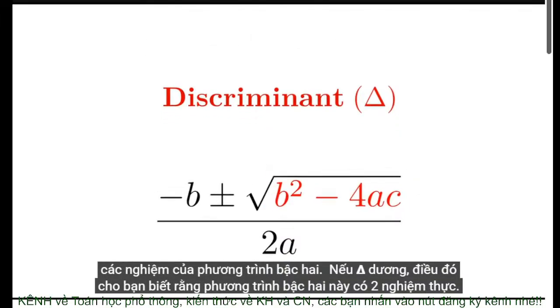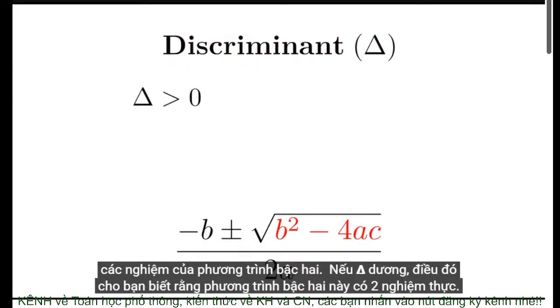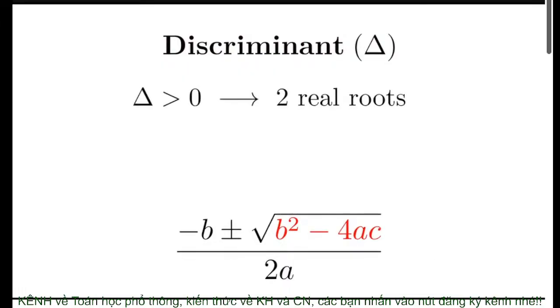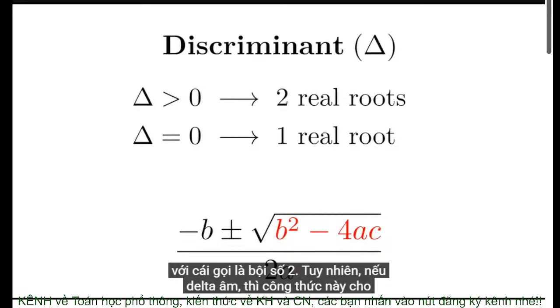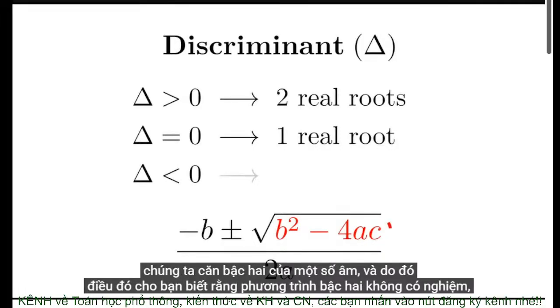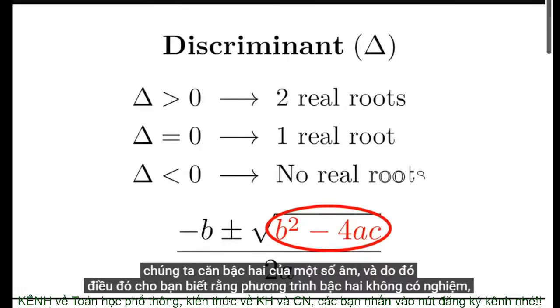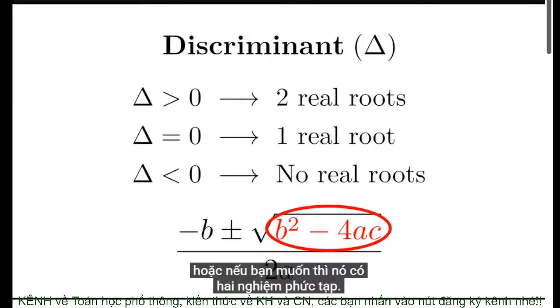If delta is positive, that tells you that this quadratic has two real roots. If delta is 0, that tells you that this quadratic has exactly one real root with so-called multiplicity 2. If, however, delta is negative, then this formula gives us a square root of a negative number, and so that tells you that the quadratic has no roots. Or, if you prefer, it has two strictly complex roots.